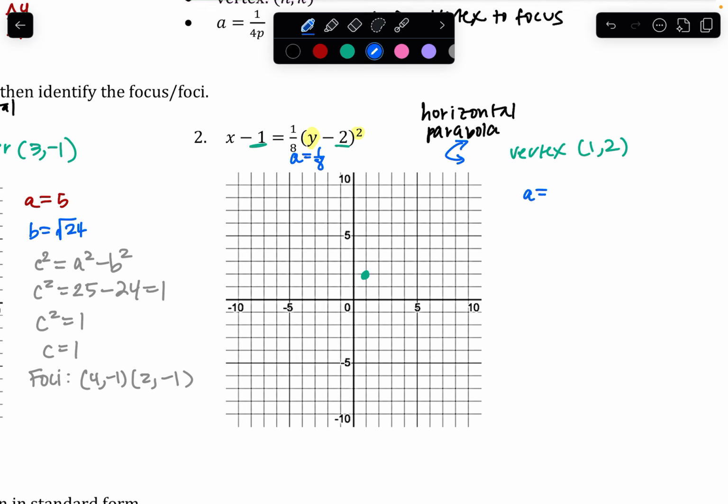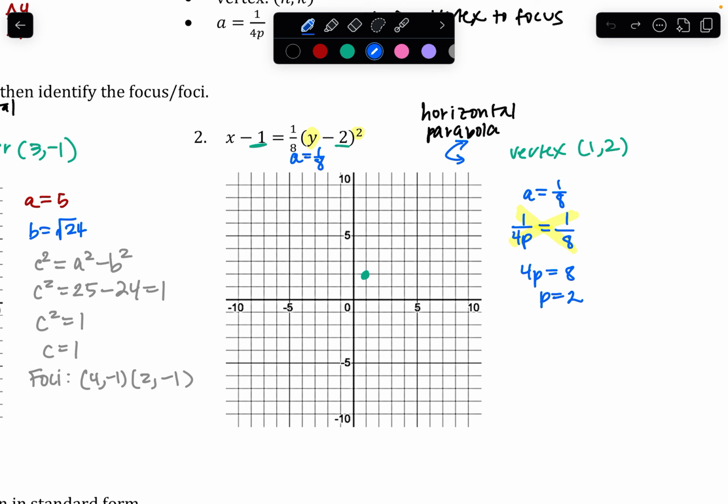And so if a is 1/8, the formula for a is 1 over 4p. So we know 1 over 4p equals 1 over 8. And so you can think of this as cross multiplying 4p times 1 and 1 times 8. So 4p equals 8, which means p equals 2. And so we're going to go 2 units to the right to get to the focus.